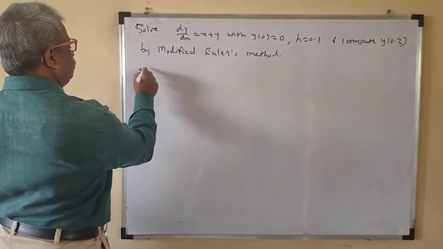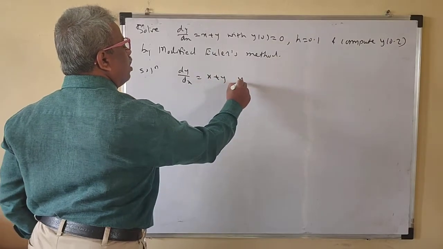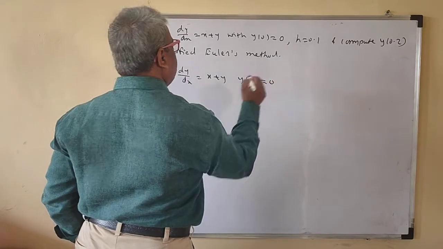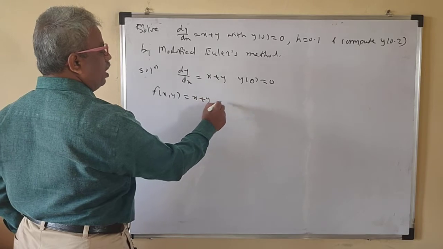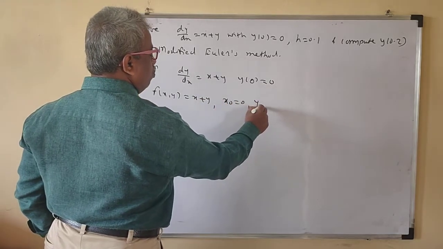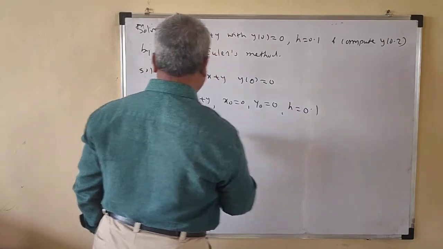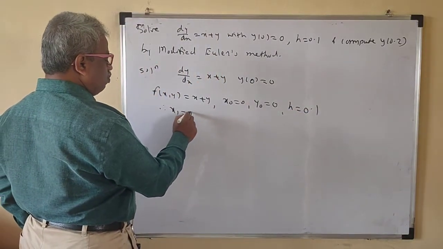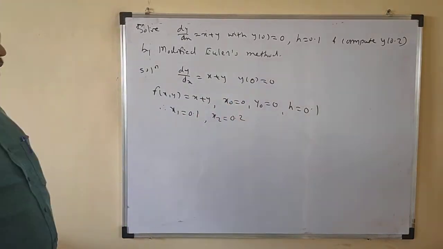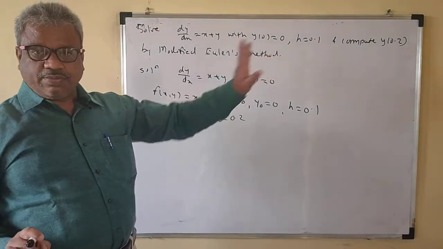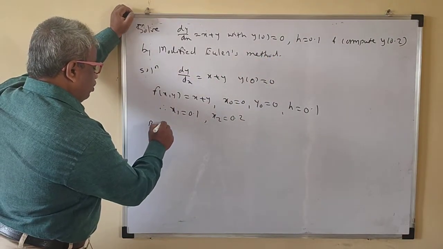Solution. dy by dx is equal to x plus y, with y of 0 equal to 0. So f of x, y is x plus y. X naught is equal to 0, y naught is equal to 0, h is equal to 0.1. Therefore x1 is equal to 0.1 and x2 is equal to 0.2. That means we have to find y2 now. Y at 0.2 means we have to find y2.